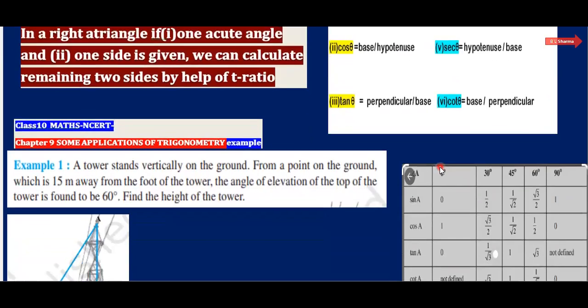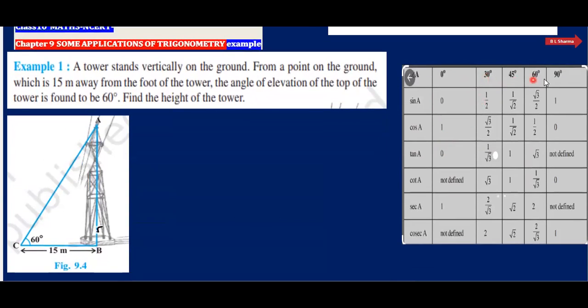At the same time, we should know the values of all the trigonometric ratios for 30 degree, 45 degree and 60 degree angles. So let us start Example number 1. We read the question carefully. A tower stands vertically on the ground. From a point on the ground which is 15 meters away from the foot of the tower, the angle of elevation of the top of the tower is found to be 60 degree. Find the height of the tower.